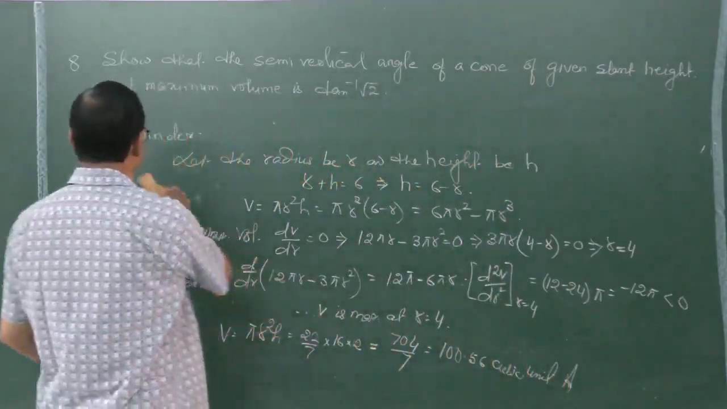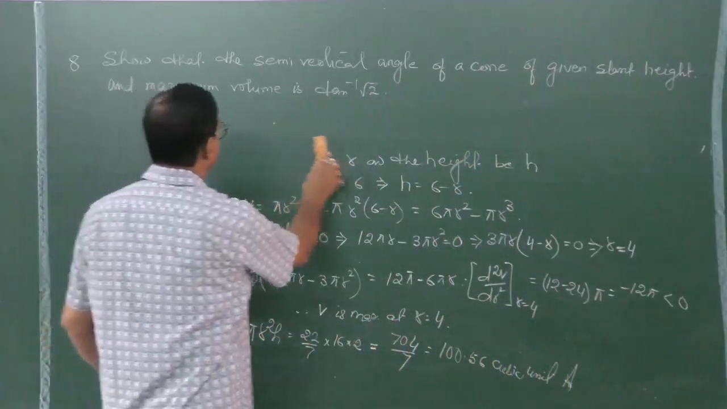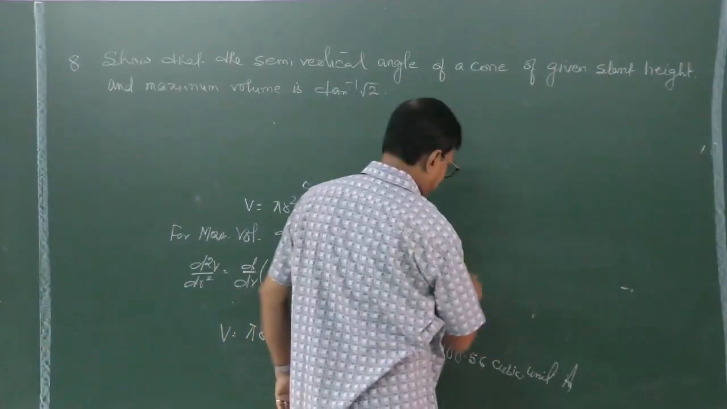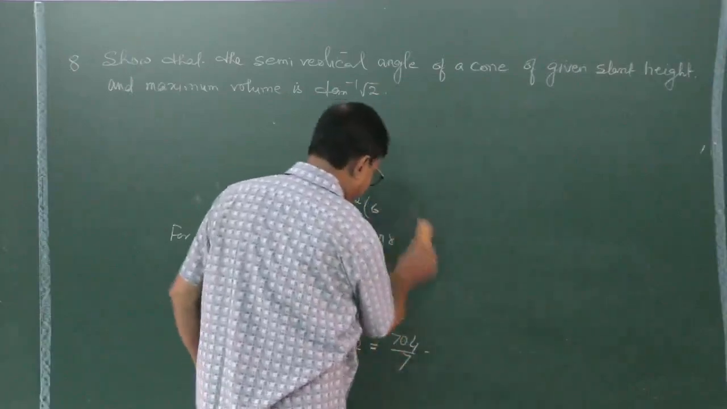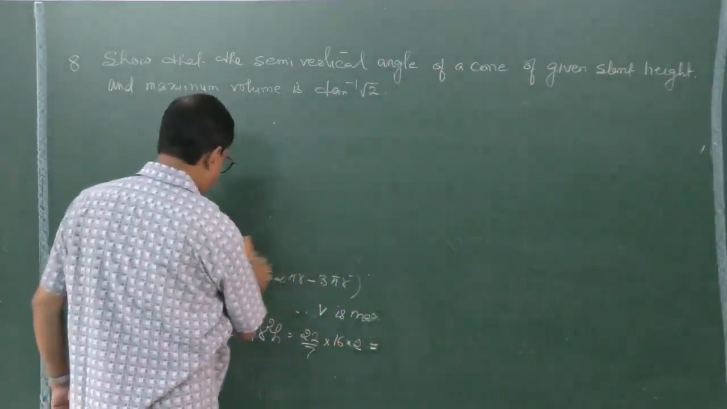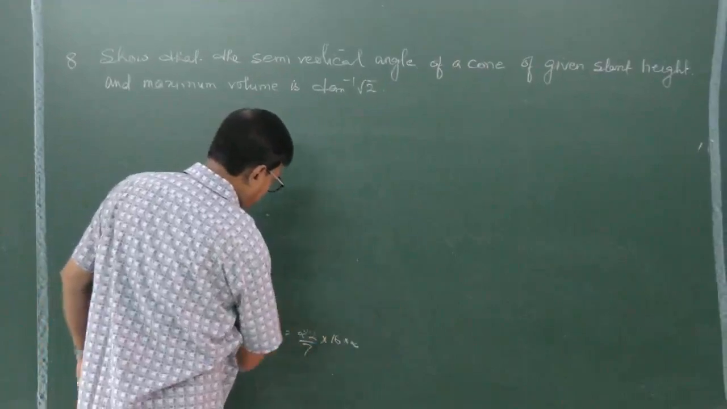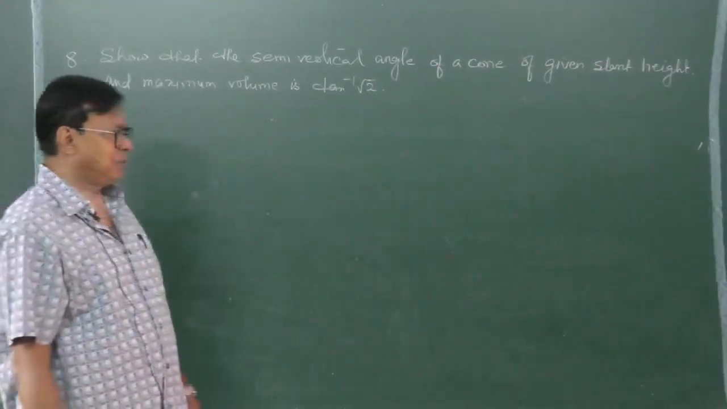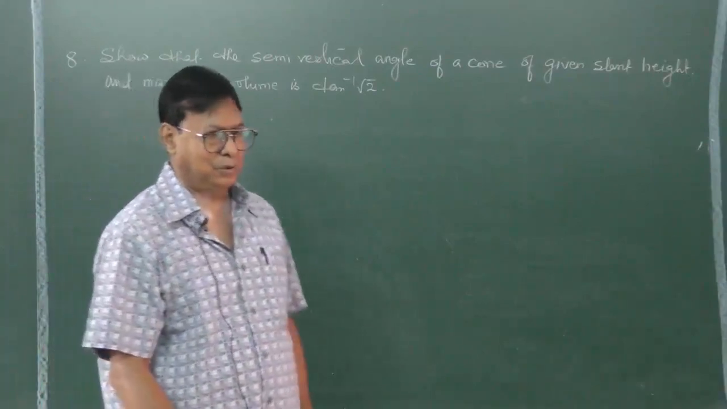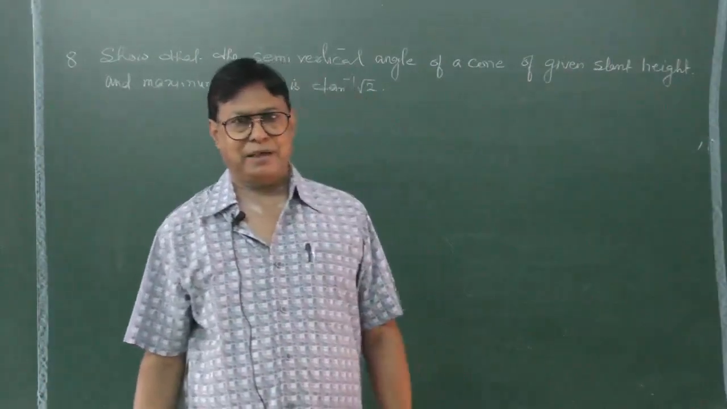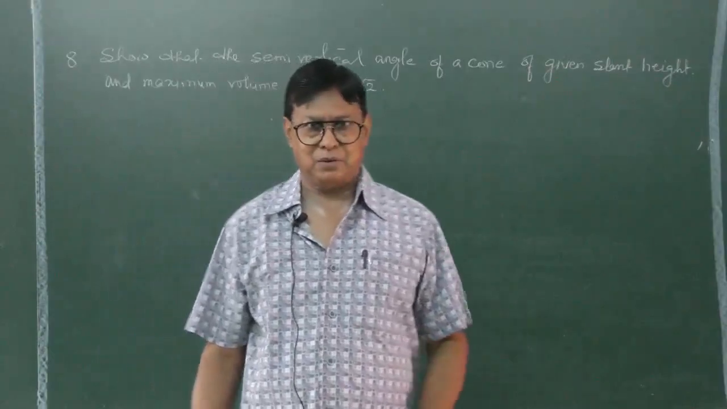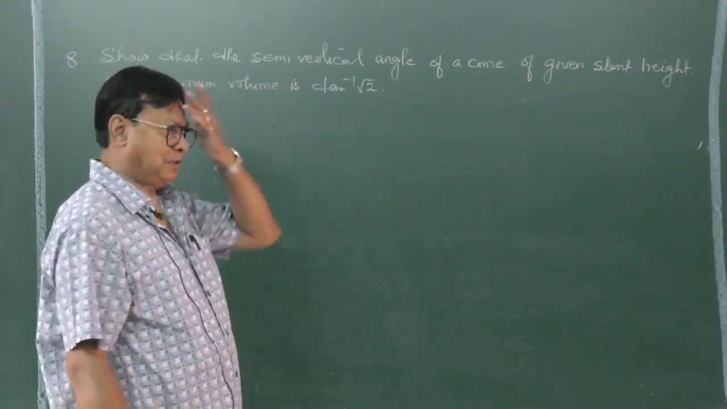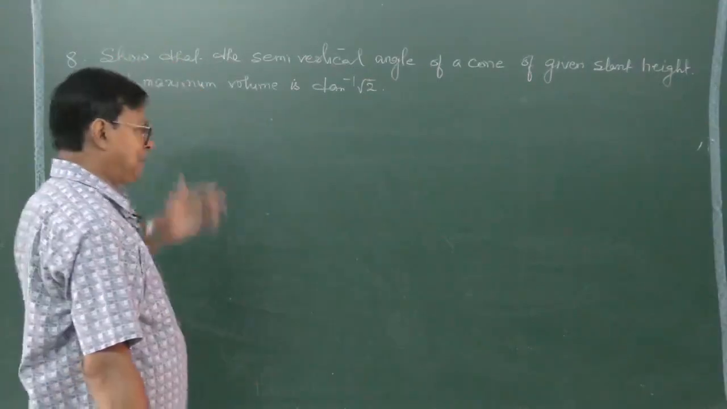Well, the next one says prove that the semi-vertical angle of a cone of given slant height, so slant height is constant, and maximum volume, if it is there, the semi-vertical angle is tan inverse root 2. So if we take the semi-vertical angle as theta, we have to prove tan theta is equal to root 2. That's what it comes to. You may have done inverse trigonometric functions. If not, I think we will be doing it later.